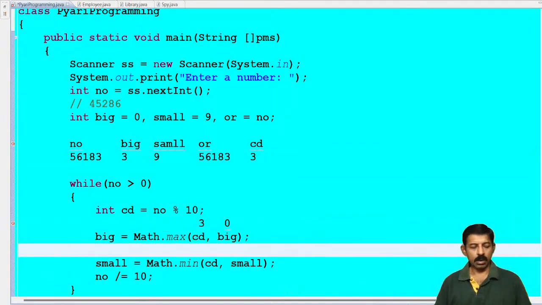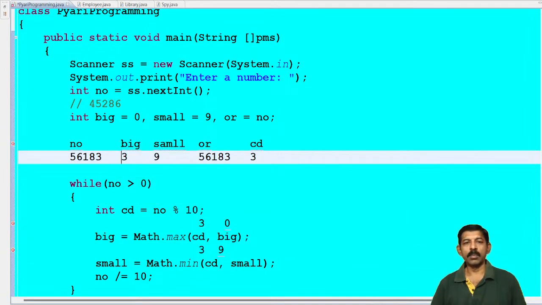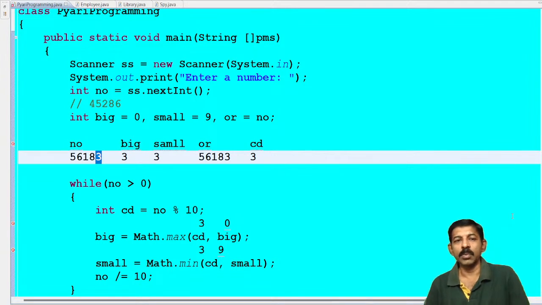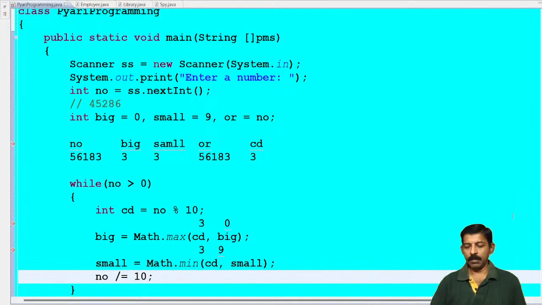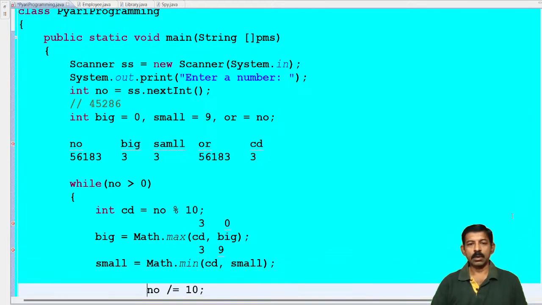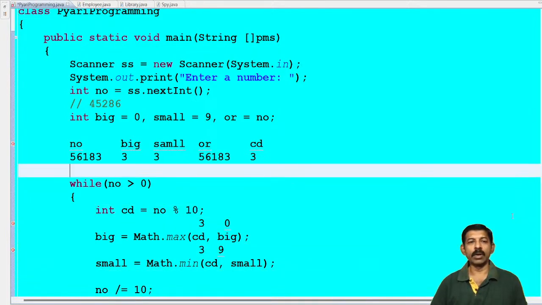Small again. Now, in case of small, again I have taken the current digit is 3 and the smallest is 9. Now, out of 3 and 9, which one is the smallest? 3 is the smallest. So, that's why small becomes 3. I said that I have taken the number in such a way that first digit will be the smallest and the biggest both. Now, after that, n by 10. Now, what is n by 10? N by 10 will reduce the number to 5, 6, 1, 8.